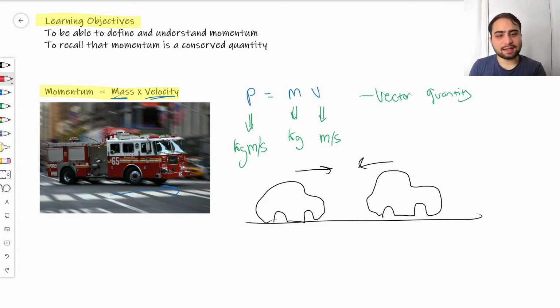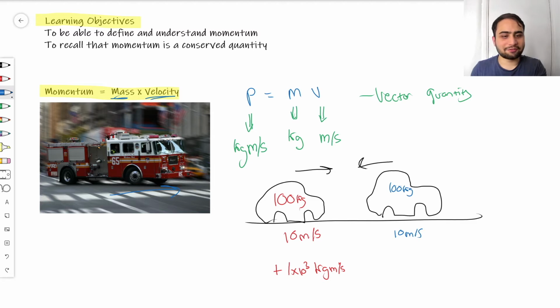So if I say that this car here has a mass of 100 kg and it's going at 10 meters per second, if I multiply these together, that gives me a momentum of 1 times 10 to the 3 kilogram meters per second positive. And say it was the same for the other car, 100 kg and then 10 meters per second. I've forgotten the wheels for the cars, but oh well, you understand what's going on here. Again, I multiply these together. This ends up being minus 1 times 10 to the 3 kilogram meters per second.